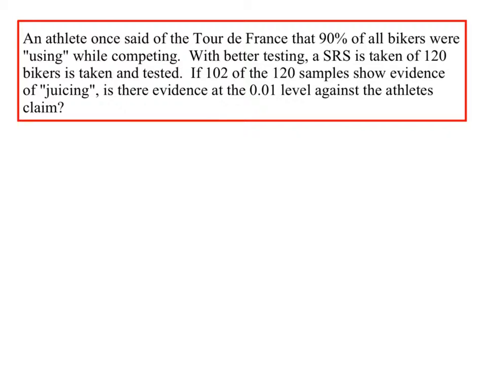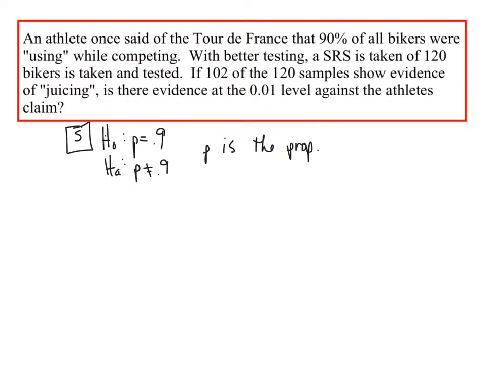So, we are going to state the null, of course, is that P is equal to 0.9. The alternative, in this case, it didn't really say above or below. 102 out of 120 is 0.85, but it just said, is there evidence against the claim of 90? I'm going to actually run this as a not equal to. P is the proportion of bikers juicing or using that banned substance.